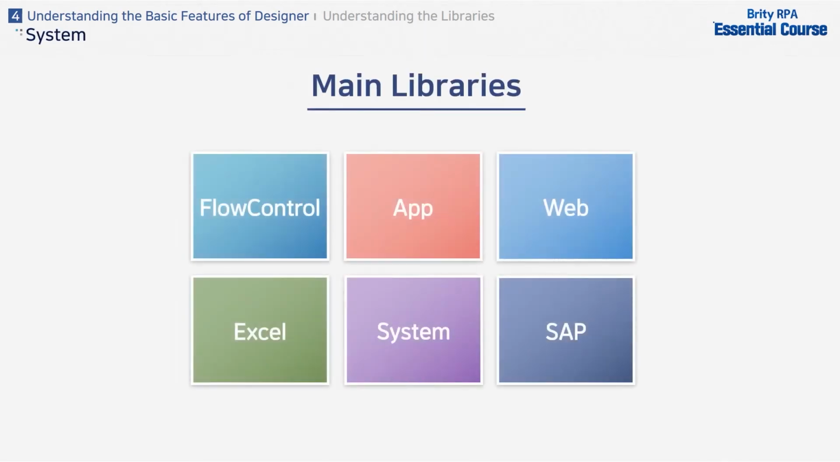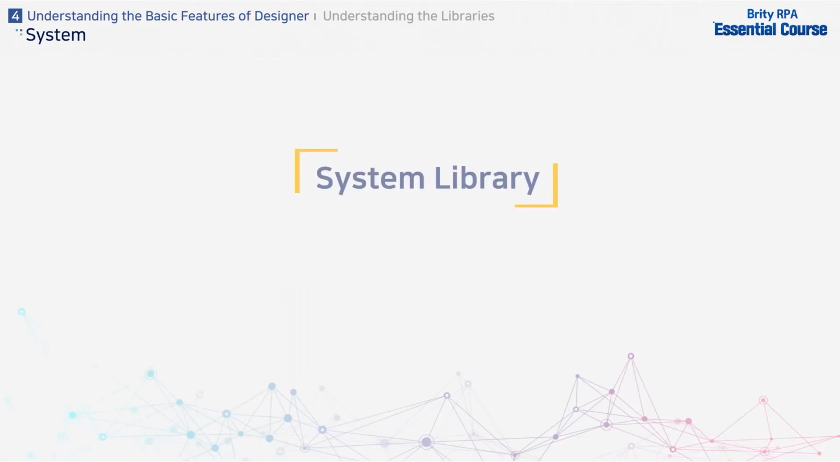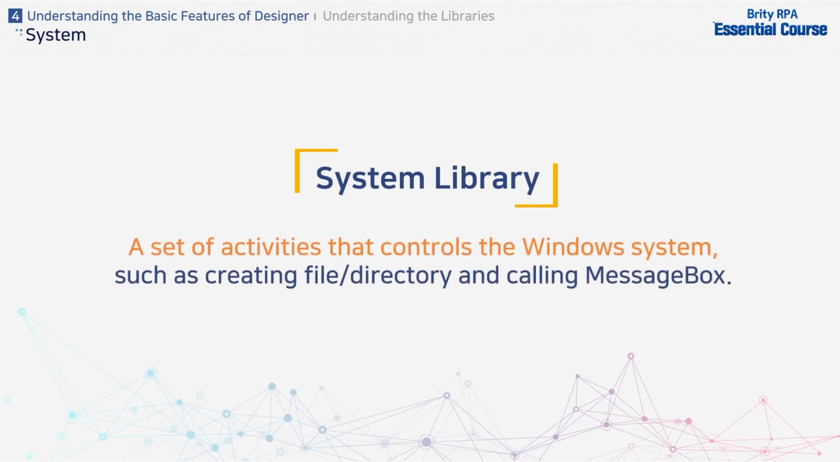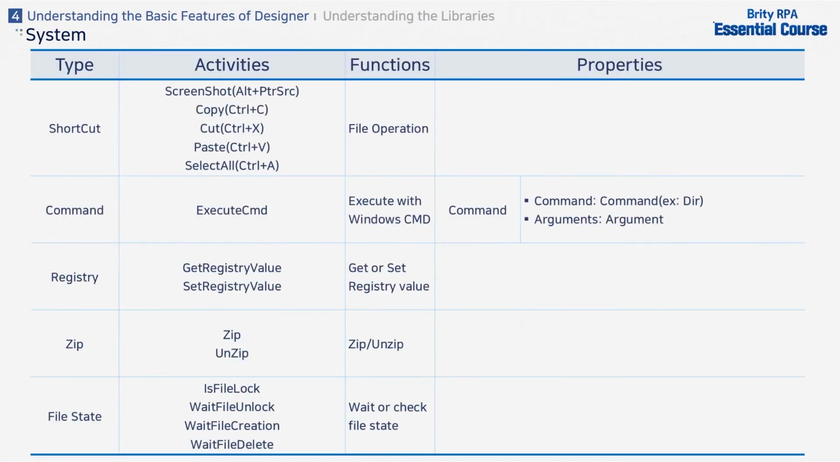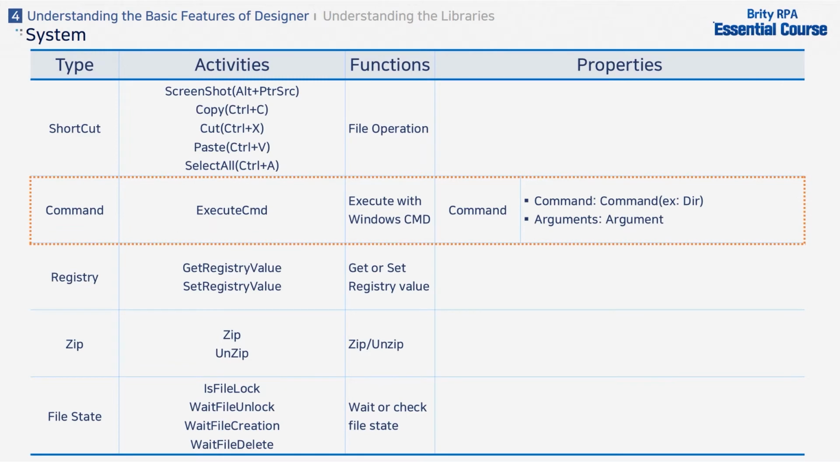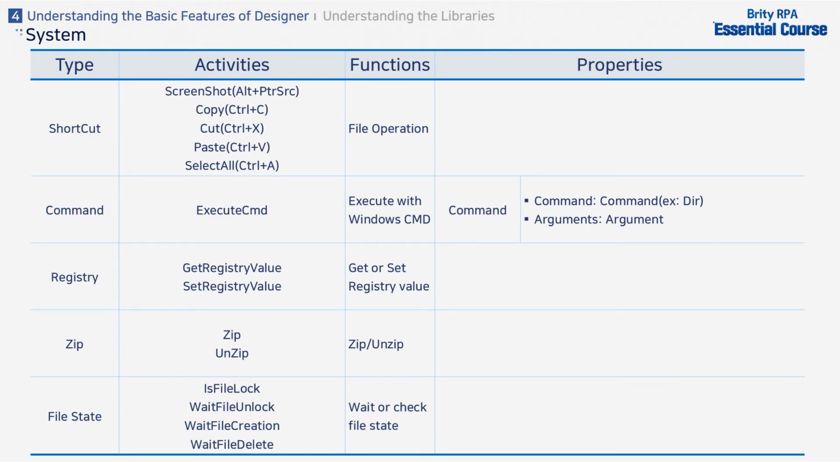Next, let's look at the activities of the System Library. The System Library is a set of activities that controls the Windows system, such as creating files, directories, and calling message boxes. The System Library is composed of activities related to the file and directory control, user interface, and clipboard. In addition, there are activities related to execution of the shortcut or the Windows command. It is composed of various activities related to the registry, compression, and file status. Please refer to the table for more details.